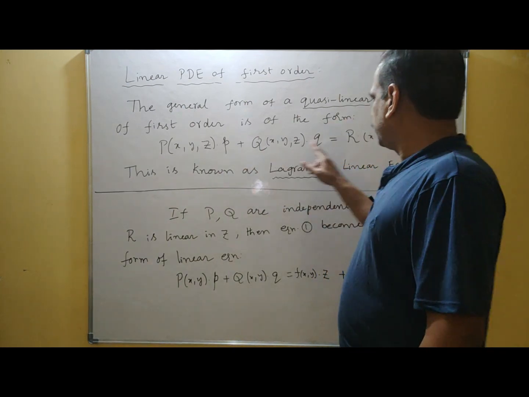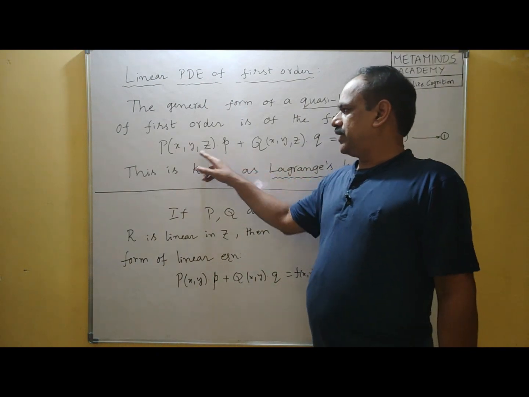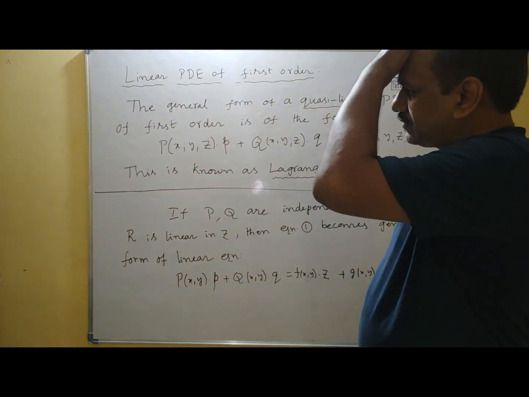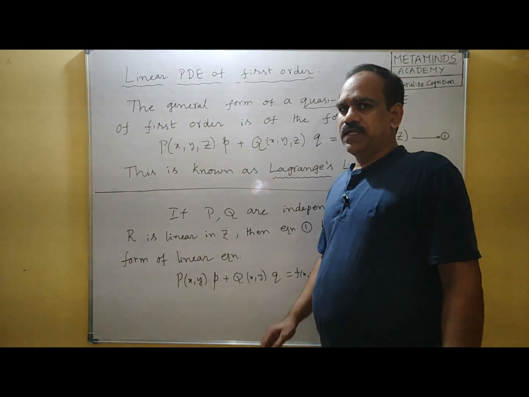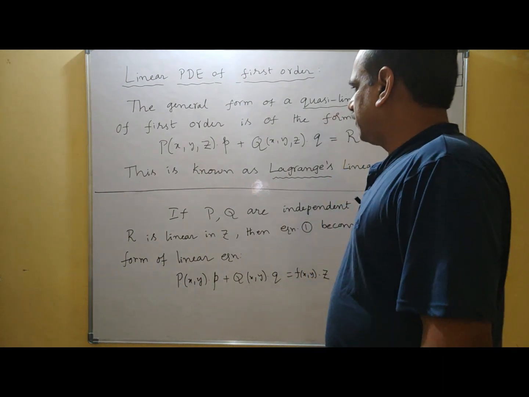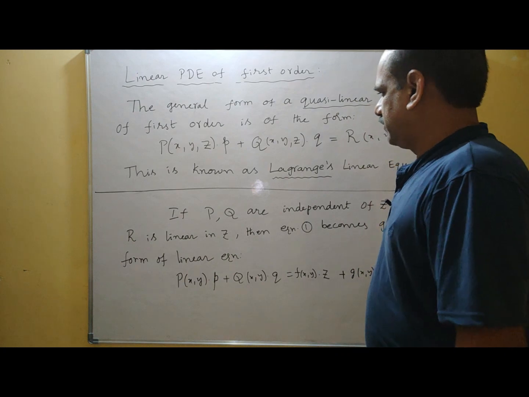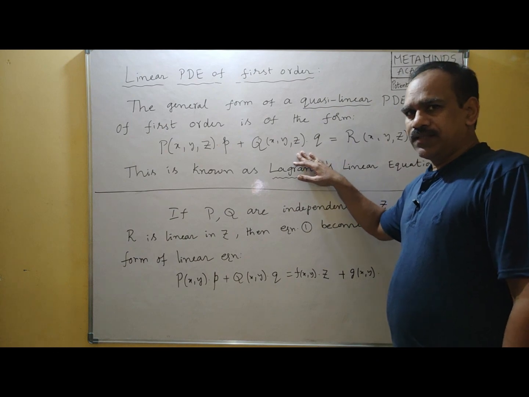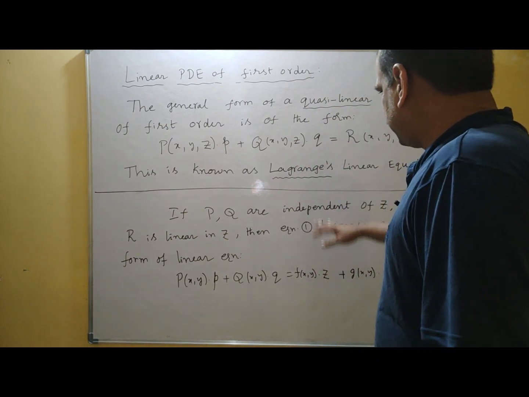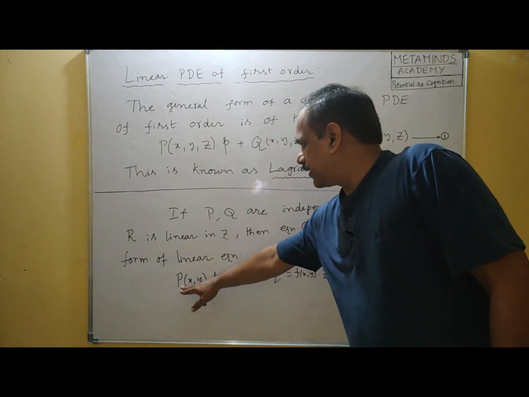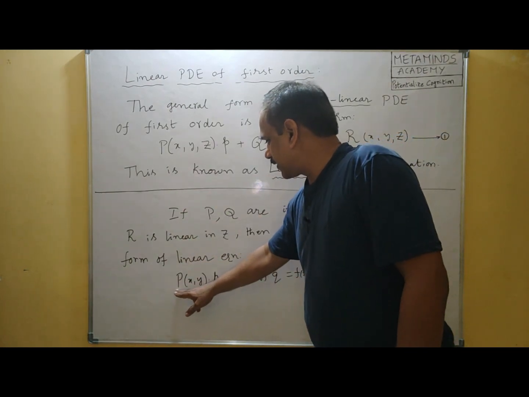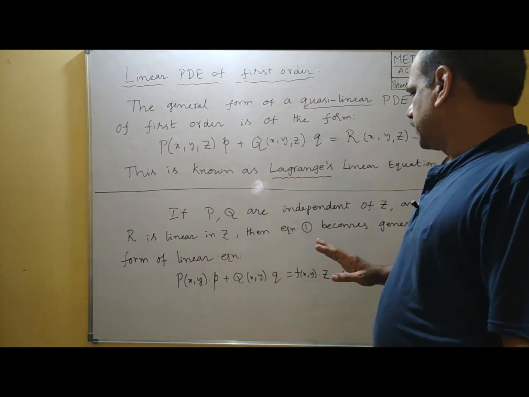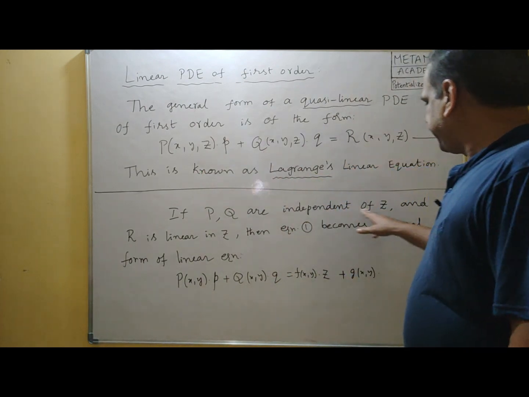See, the functions P, Q, R involve x, y, z. That means they may involve the two independent variables, and the dependent variable z may also be there in the functions P, Q, R. This equation is known as Lagrange's linear equation. The quasi-linear equation is known as Lagrange's linear equation. Whereas if you see the equation here, P of x, y, z is actually not containing z, right? P of x, y. That means the functions P and Q are independent of z.